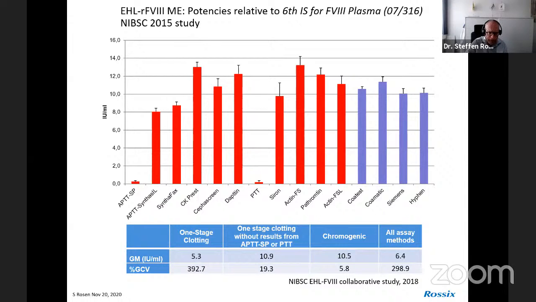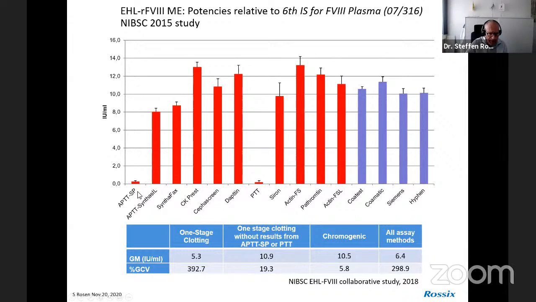And these are specifically the results from their lab on one of the coded samples named ME. And you can see that all the 4 Chromogenix kits showed a good agreement. The target potency was 10. And there was a large variability between the one-stage methods.